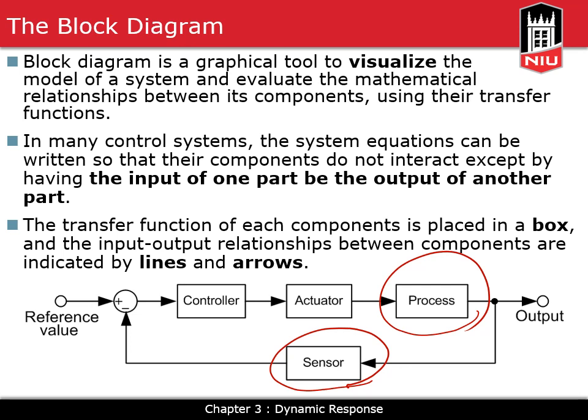So pay attention to the arrows in this block diagram. In this example, you see in the first row, you have the forward path. All the arrows are pointing to the right. In the other path, which has the sensor in it, you have the arrows pointing to the left. The signal is flowing to the left, and that is the feedback path. In all the feedback systems, we have a forward path and a feedback path.